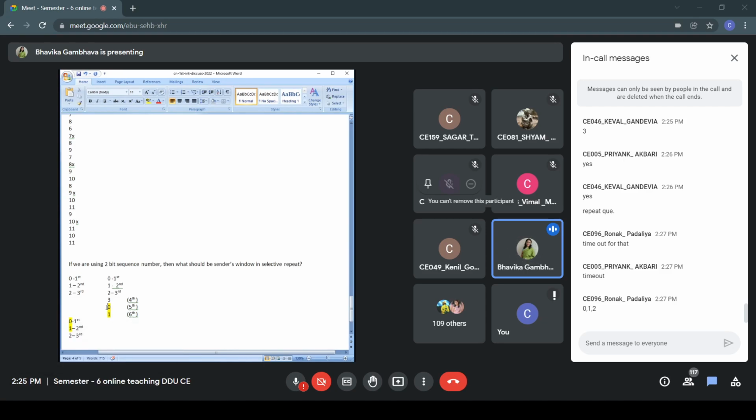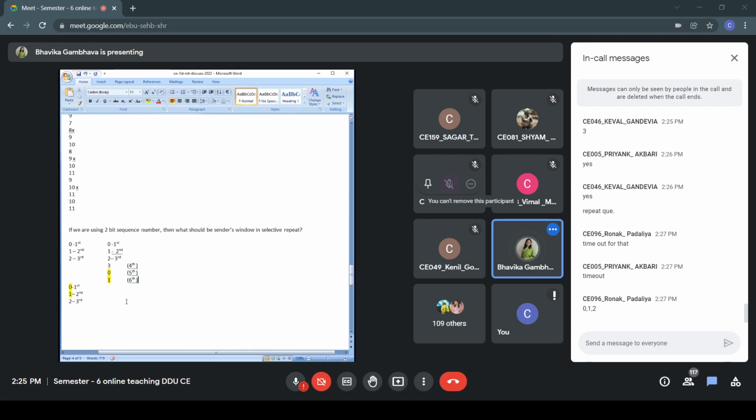So these 2 frames we have misinterpreted and taken incorrectly as frame number 5th and 6th. However, they were the first and second frame. So this is not being reliable. If you are using sender's window as 2 raised to n minus 1 in a 2-bit sequence number, if you are using the window of 3, we are having this trouble.